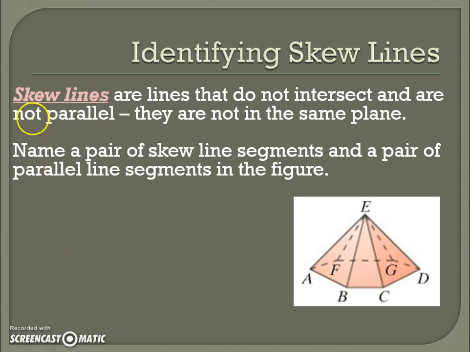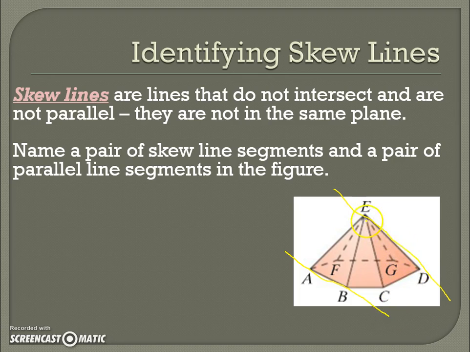So right here, pause and copy this down. It says, name a pair of skew line segments and a pair of parallel line segments in the figure. All right, so skew lines are going to be lines that if were to continue in all directions would never ever intersect each other. Well, right here I have this line that goes through AB, and then I have a line that would go through here, DE, and even though they may look like they're drawn, if I were to think about this in terms of a 3-dimensional figure, this line and this line are not in the same plane.